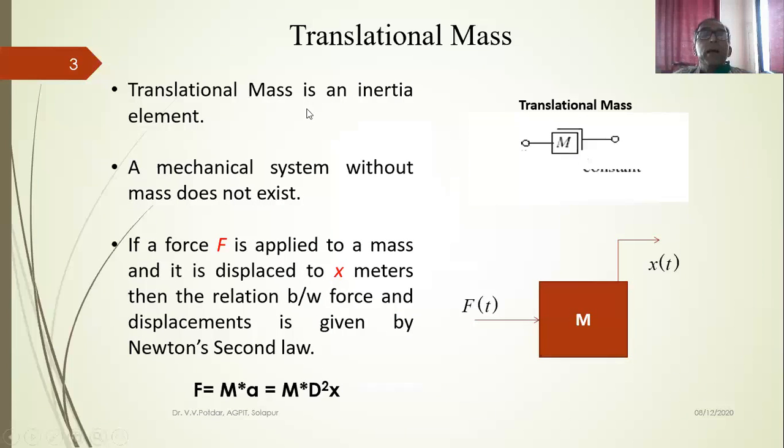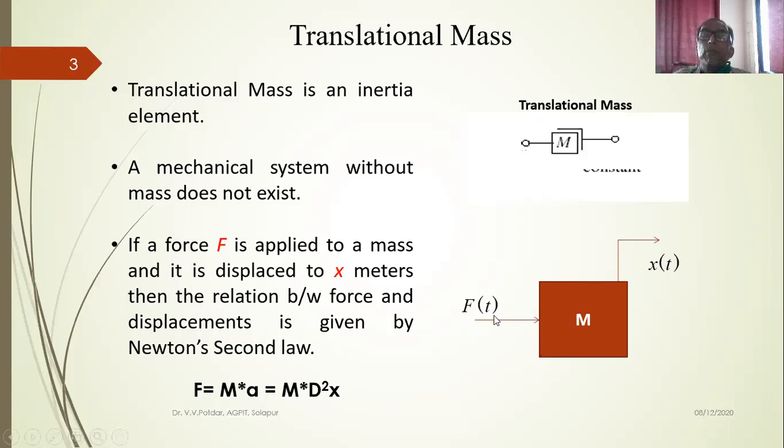So translational mass is an inertia element. It is represented by a block m, and the forces are shown as arrows, and the displacements are also shown by arrows. Now what does this t indicate? Friends, this is the domain in which the force acts. If it is in the time domain, the force is a function of time t, then I write f of t, and displacement also, if it is a function of time, I write x of t.